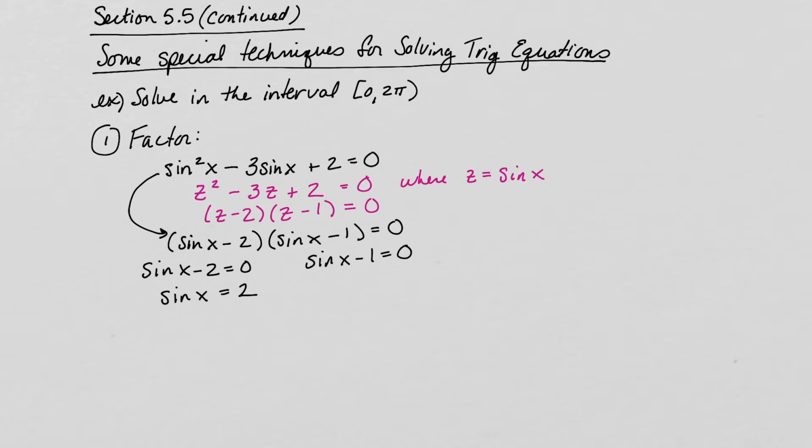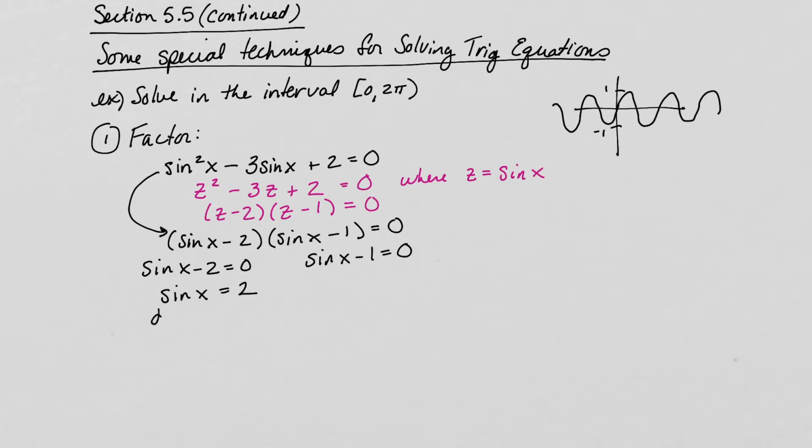So what do you think? Is the sine of x ever equal to 2? No. Remember the sine function looks like this, and it always bounces between 1 at the top and minus 1 at the bottom. So the sine is never going to be equal to 2. So this part here doesn't give us any solutions.